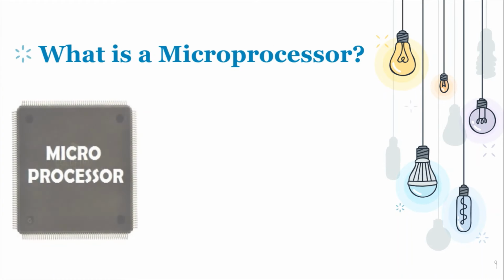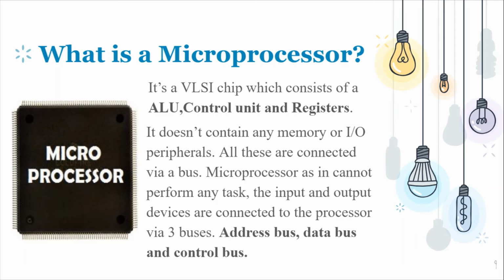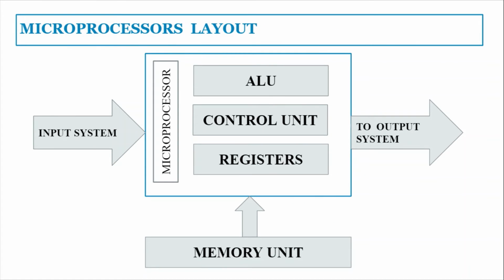Microcontroller and microprocessor are two terms that you often hear in embedded systems. Now that we have learned what a microcontroller is, we will now look into what a microprocessor is. Microprocessor is a VLSI chip which consists of an ALU, control unit and registers. It does not contain any memory or I/O peripherals. All these are connected via a bus. Microprocessor as such cannot perform any task. The input and the output devices are connected to the processor via three buses: address bus, data bus and control bus, which I had mentioned earlier. Microprocessor is just like the brain of the human body. It controls everything in the system, but it cannot work alone.